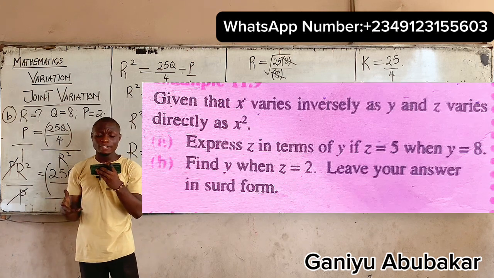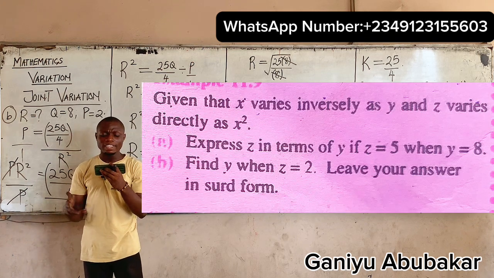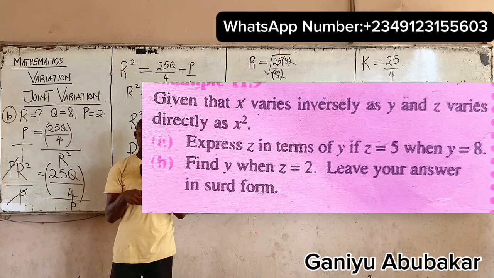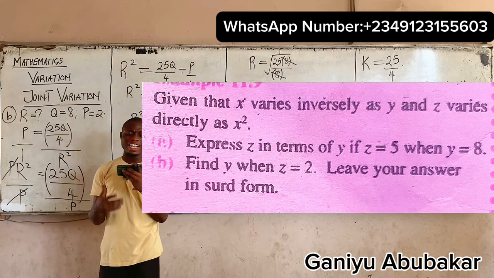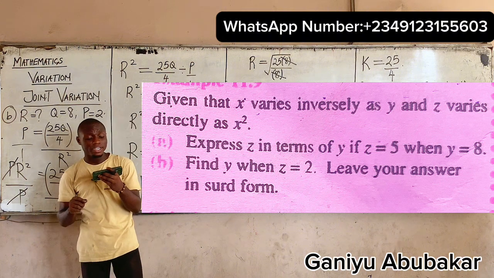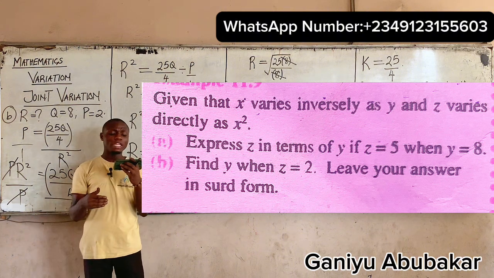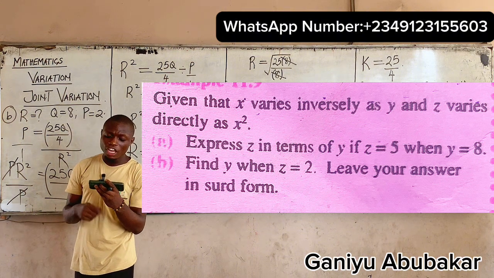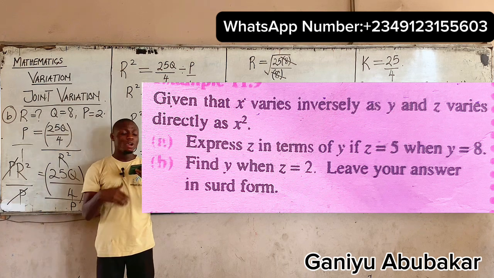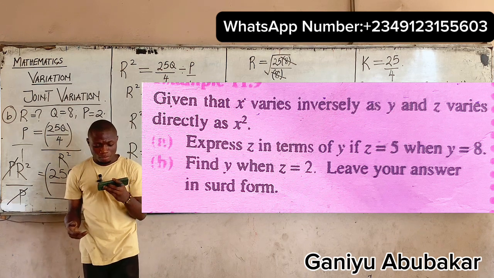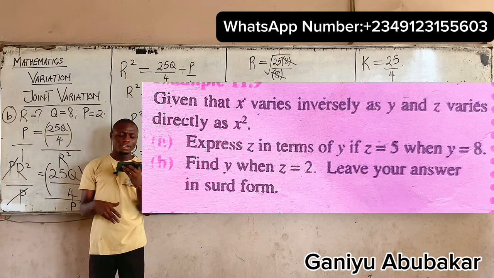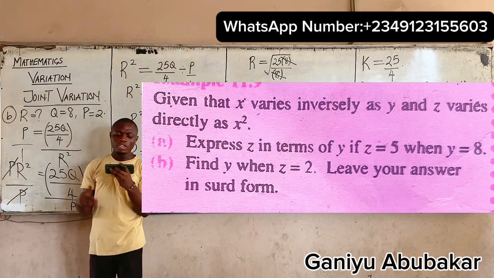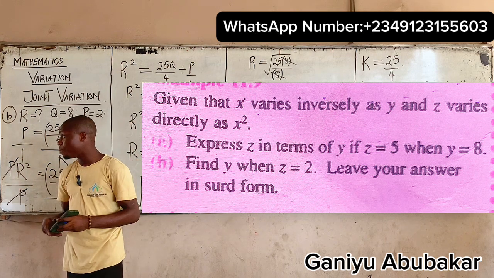Given that x varies inversely as y and z varies inversely as a squared. Question A says: express z in terms of y if z is equal to 5 when y is equal to 8. Question B: find y when z is equal to 2. Leave your answer in short form.